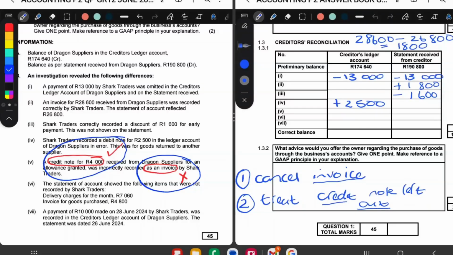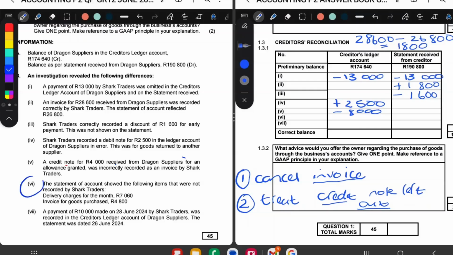So I'm going to go to my books and I'm going to do those two corrections. So first of all, I'm going to minus the 4,000 because I am canceling the invoice. Then I'm going to minus another 4,000 because of the credit note that was left out. So in total, I can say I'm going to minus 8,000. Okay, let's look at our next adjustment.